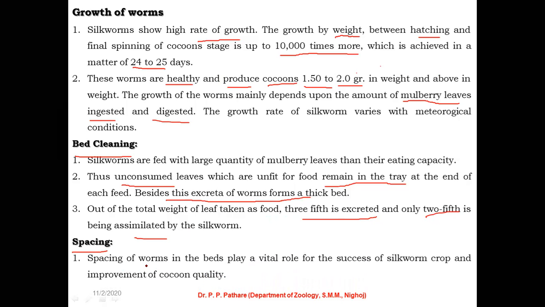Spacing of worms in the beds plays a vital role in the success of the silkworm crop and improvement of cocoon quality. What is spacing? To provide optimum space to your larva.